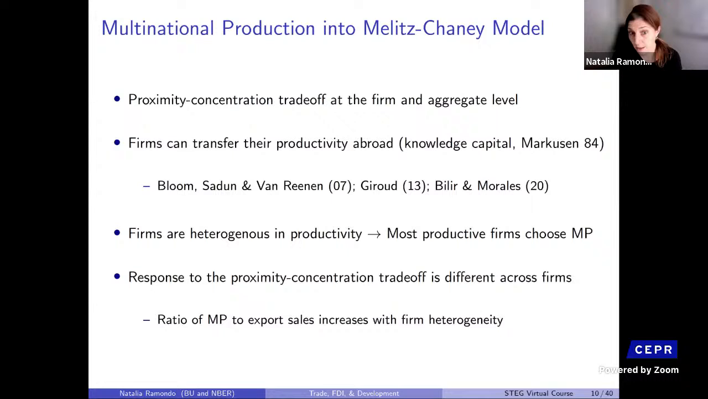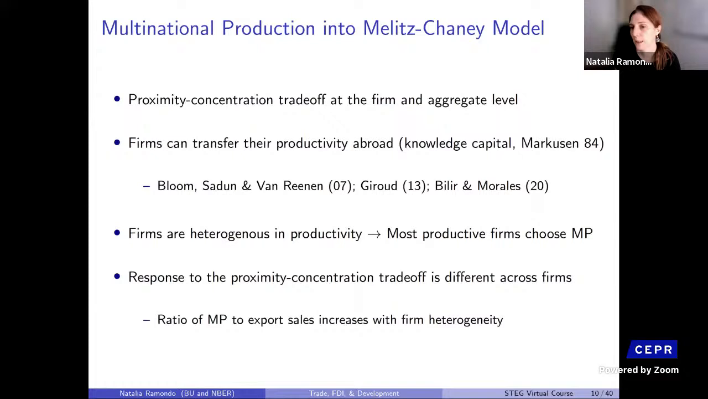And we have a characteristic that is from seminal work on multinationals from Markusen, 84. And it is that firms can transfer their productivity abroad. In Markusen's work it was called knowledge capital. It's the sense that there is something in the multinational that has this public good nature and can be shared across all the units. Okay? In our case, it's going to be the productivity parameter. There is more recent evidence that, in fact, this seems to be the case.